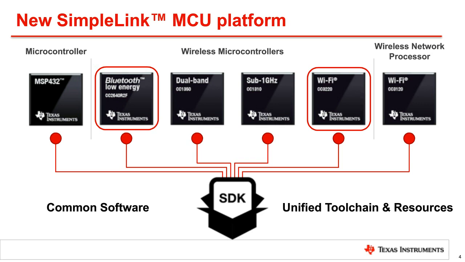This platform provides a single development environment based on a common core SDK across these devices. For instance, the MSP432 as a microcontroller, the Bluetooth Low Energy CC2640R2S, the sub-1 GHz solution with the CC1310, the dual band solution, and also the Wi-Fi solution, both in the CC3220 as a wireless MCU and the CC3120 as a wireless network processor. For the remainder of this presentation, we will focus on the SimpleLink Wi-Fi CC3220 and the Bluetooth Low Energy CC2640R2S.